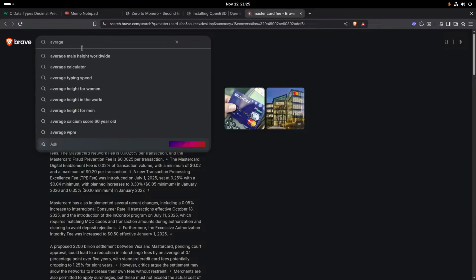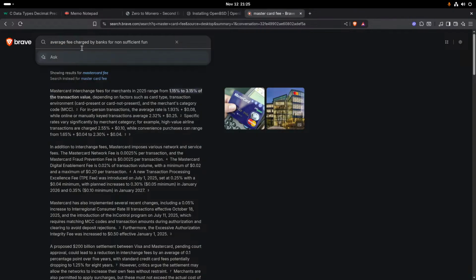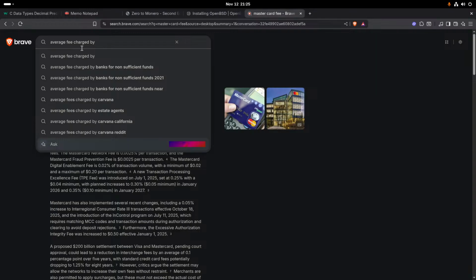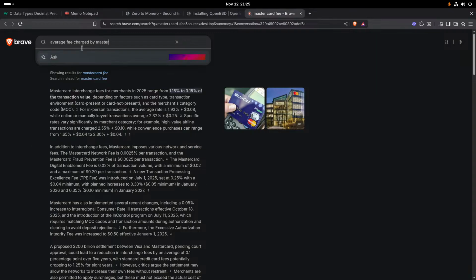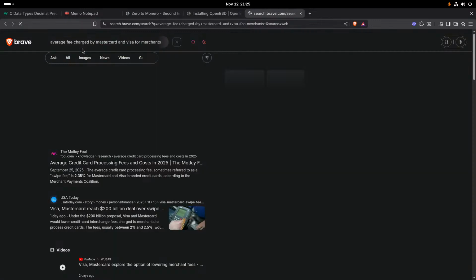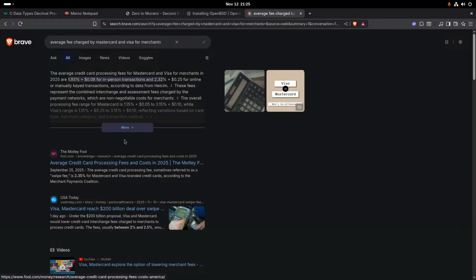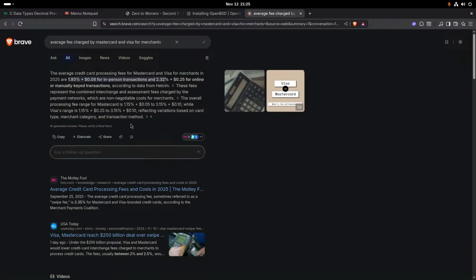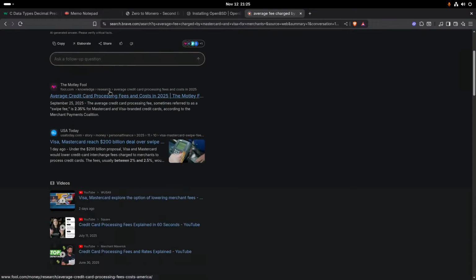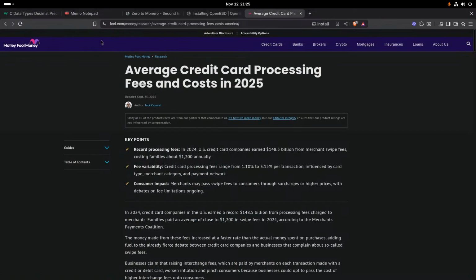Average fee charged by MasterCard and Visa, since we're talking about fees here. I hate this fucking site.